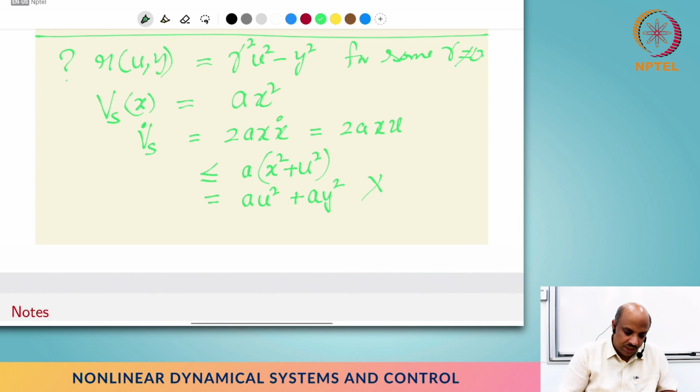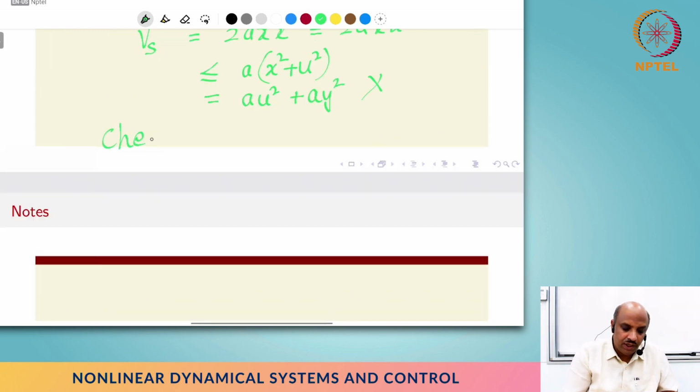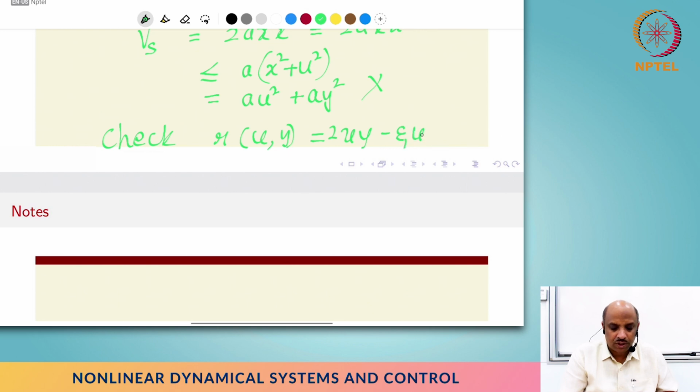And then I'm going to leave it as homework for you. Check for any of the input strict passivities. So for example, r of u comma y, check if this is 2uy minus epsilon 1 u square minus epsilon y square. Is this a possibility? Try one of the storage functions and then see if you can actually show that it is indeed dissipative with respect to that.